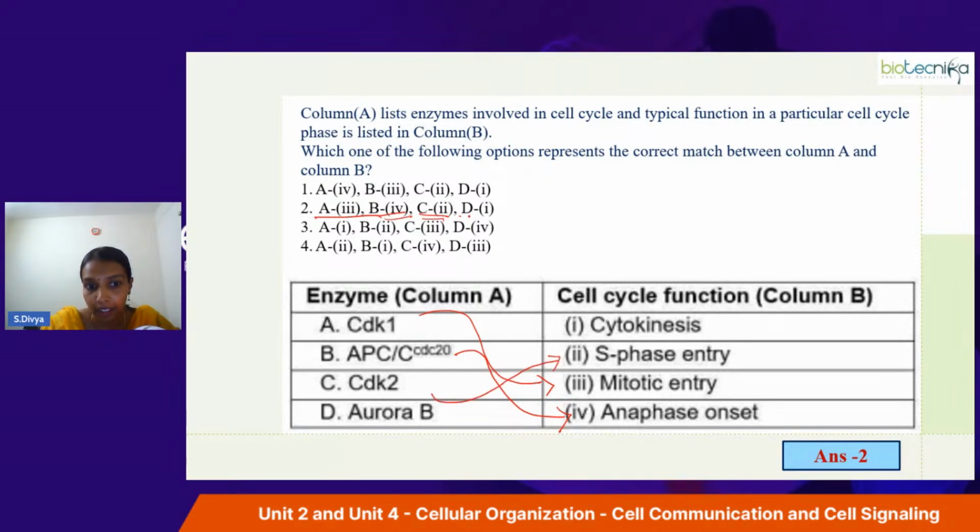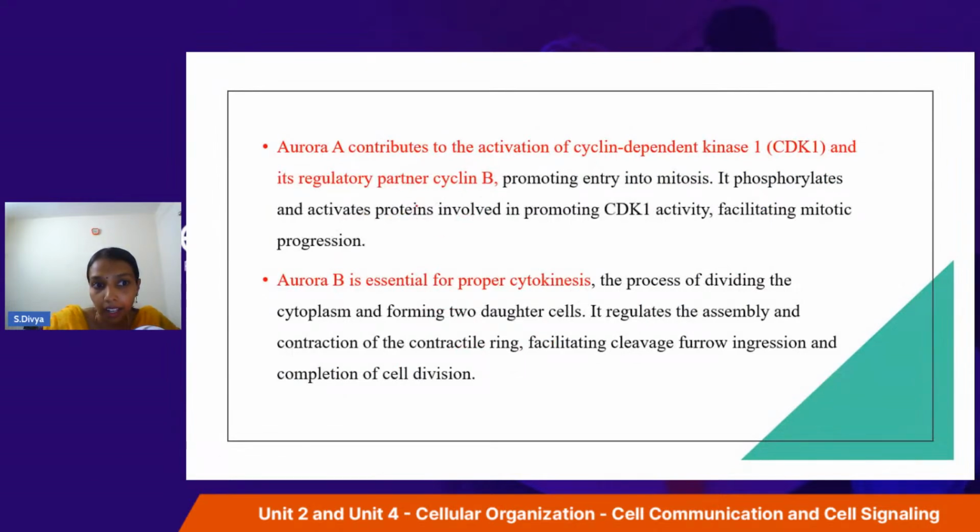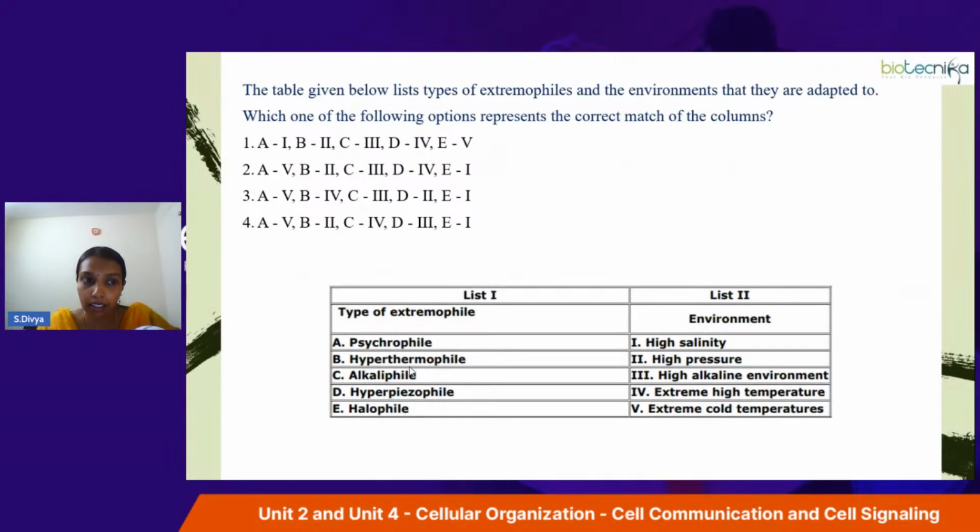Aurora B helps in cytokinesis. You might be aware of Aurora A and B, right? Aurora A is basically contributing to entry into mitosis, whereas B helps in cytokinesis. How? Helping in the contraction of the contractile ring, facilitating cleavage furrow ingression, as well as completion of cell division. Okay. Next.